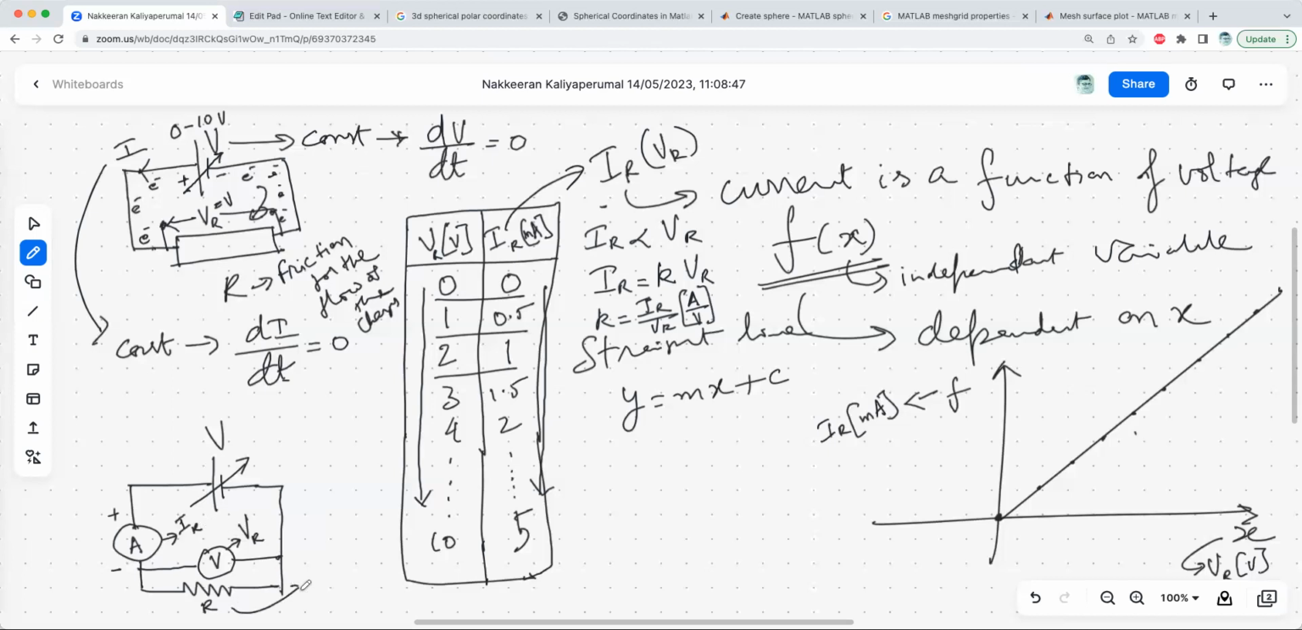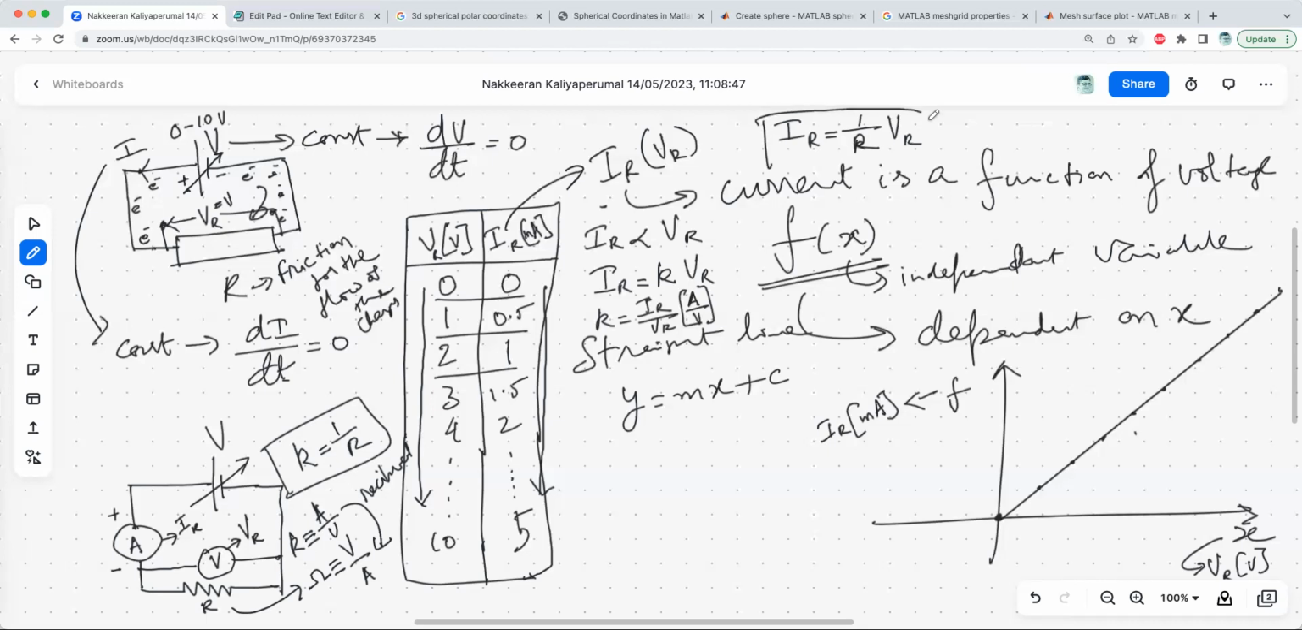Now, we could have defined ampere per volt as our unit for this R, the circuit element, but we defined the unit for the resistor as the ohm, which is defined the other way around, a volt per ampere. When you compare this with our K, which is defined as ampere per volt, this is going to be the reciprocal. That tells us K is nothing but 1 over R. So only through algebra, we derived that IR must be equal to 1 over R multiplied by VR. Is it clear?